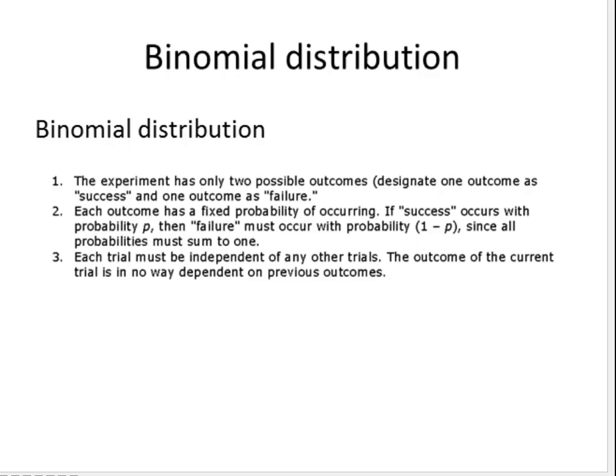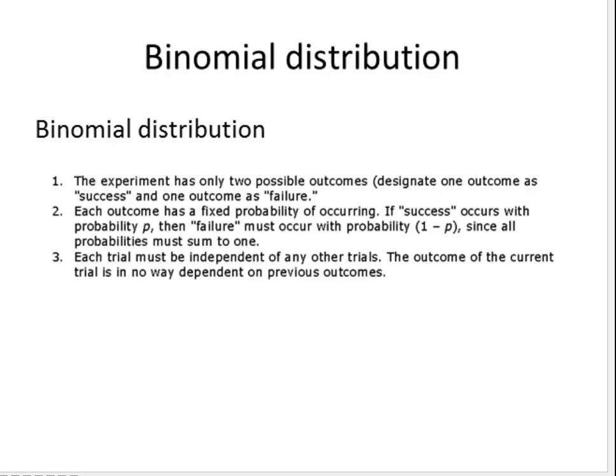The experiment has only two possible outcomes. One is considered a success, the other one is considered a failure. Each outcome has a fixed probability of occurring. The probability of success would be P. Then the failure must be 1 minus P, since all probabilities must sum up to 1.